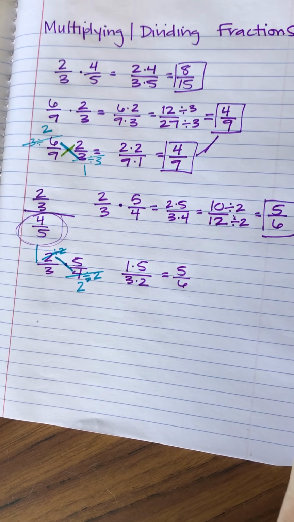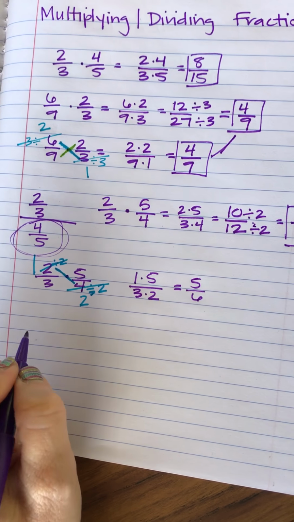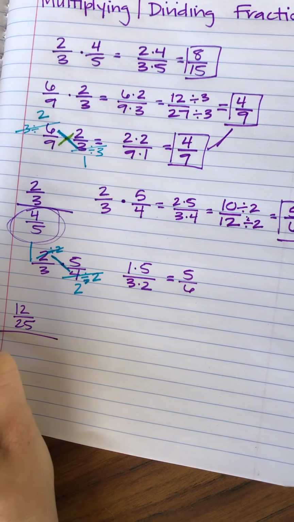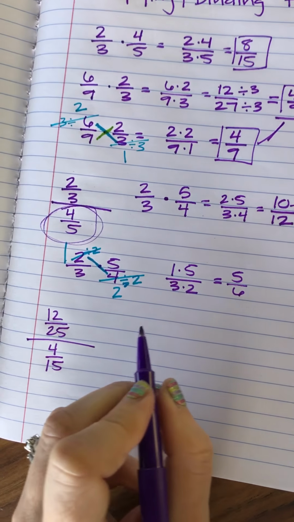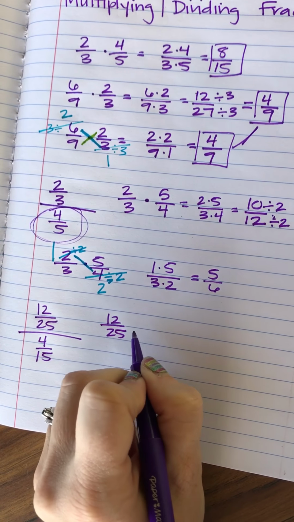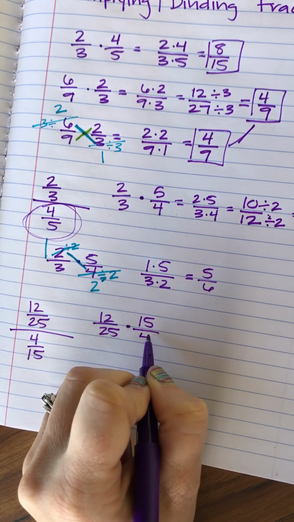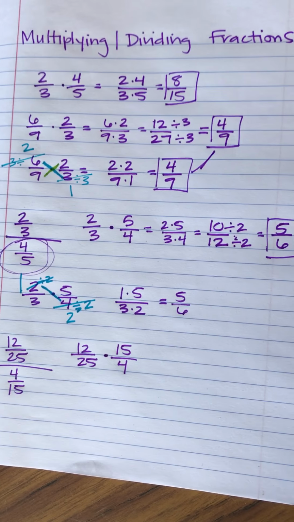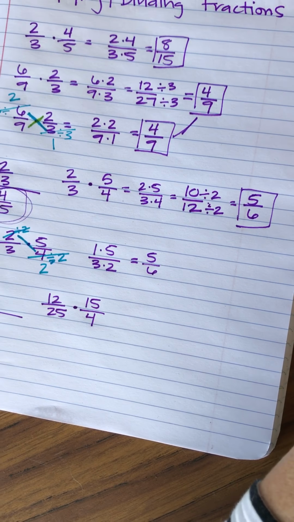Let's try another example. Let's do 12/25 divided by 4/15. So 12/25 is going to stay the same. And now we're going to multiply by 15/4. We could multiply straight across and then simplify, but let's try to reduce our numbers to make them a little easier to work with.